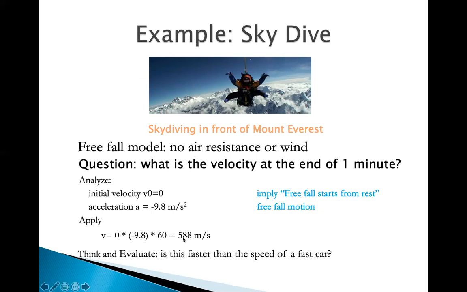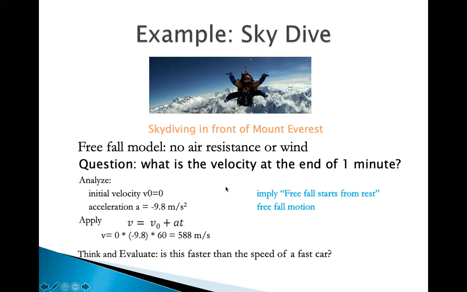So the final velocity is 588 meters per second. If we take a look at this number, is this larger or smaller than a fast car? Remember, residential speed limit is 11.17 meters per second. This is way higher than that. So this velocity is very, very high. This is moving very fast.